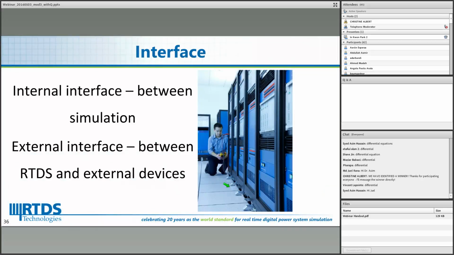Interface can be separated into 2 categories. The first one is the internal interface between the simulations, and the second one is external interface between the real-time digital simulator and the external device.